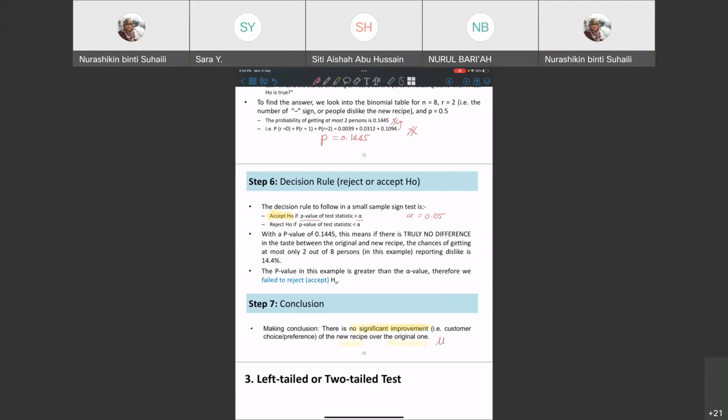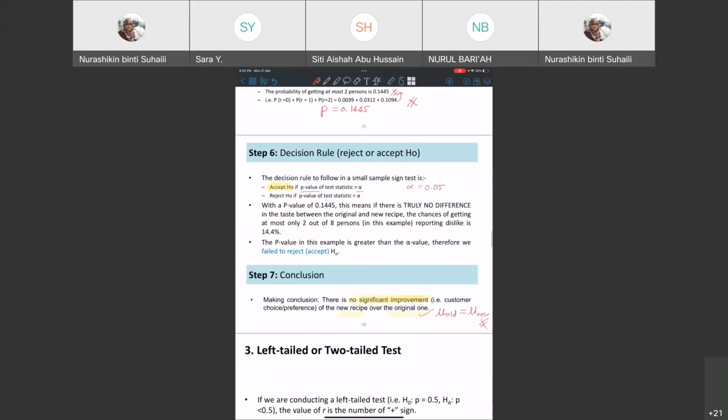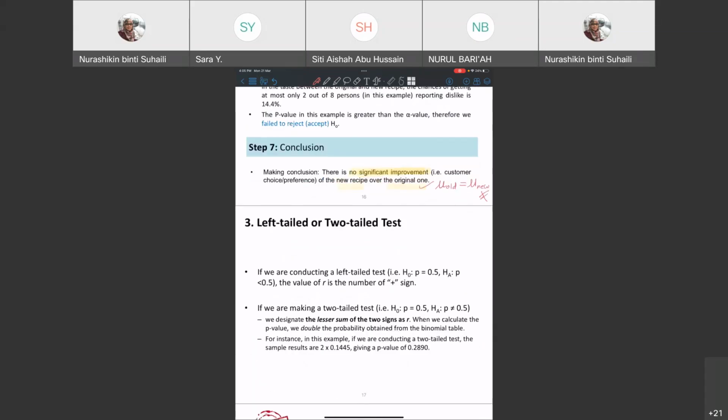In terms of the expression, you can put the mean score of the original recipe is equal to the mean score of the new recipe. It can be in the form of an expression, but this is for you to understand thoroughly what the problem is. So this is paired sample. You can see the steps are actually the same as one sample, it's just that now it involves comparison of the pairs. Any question?